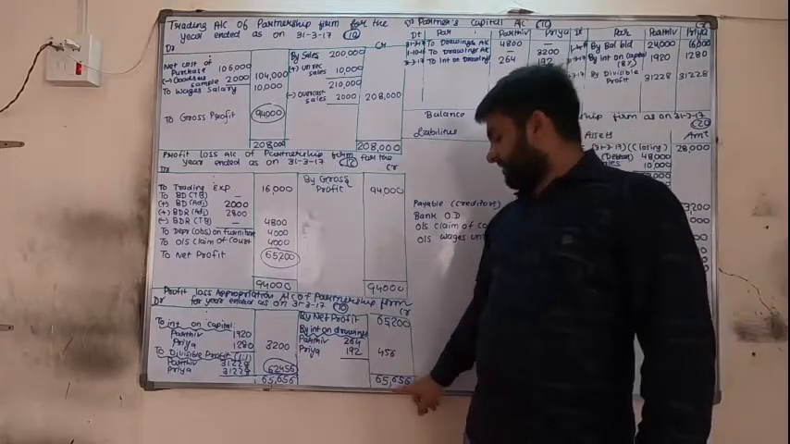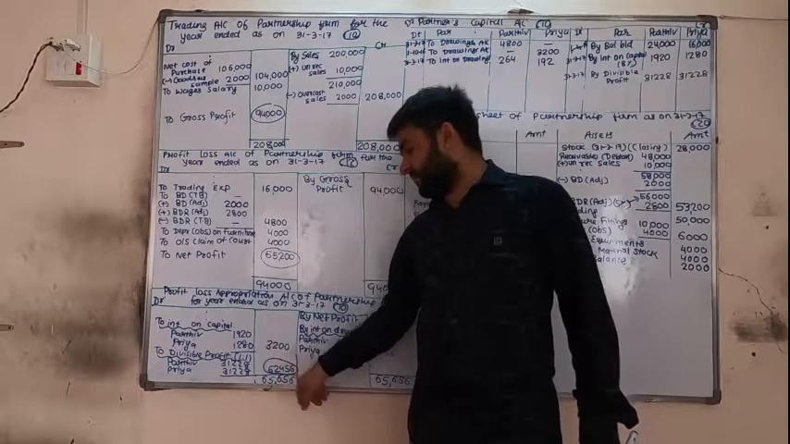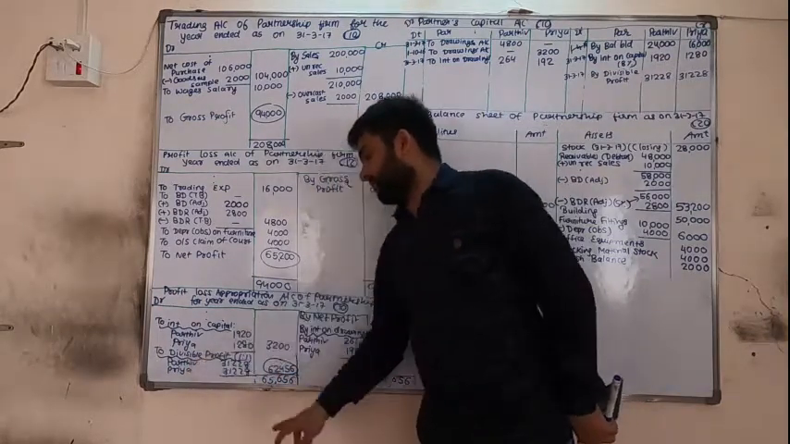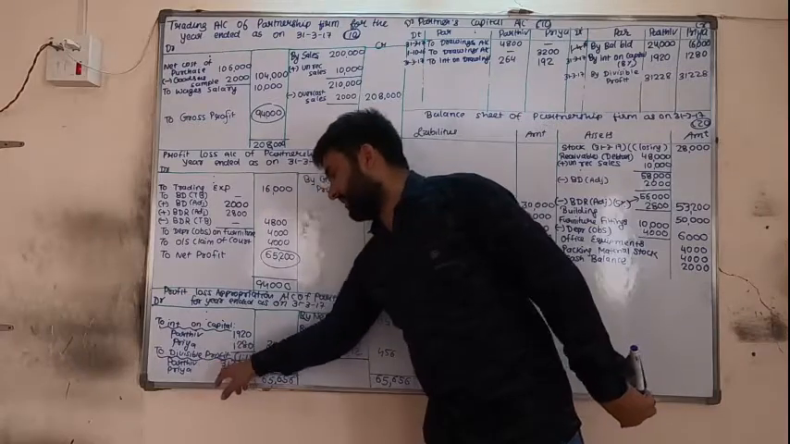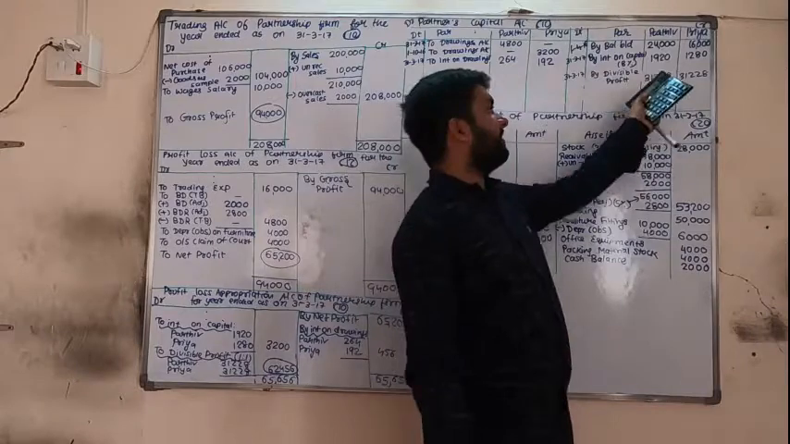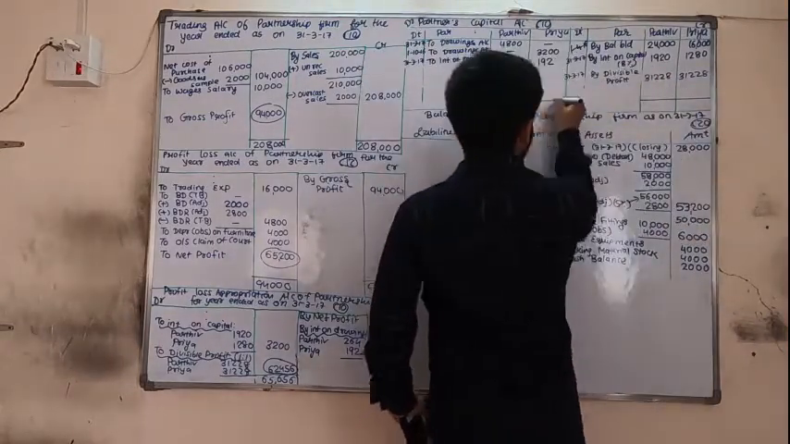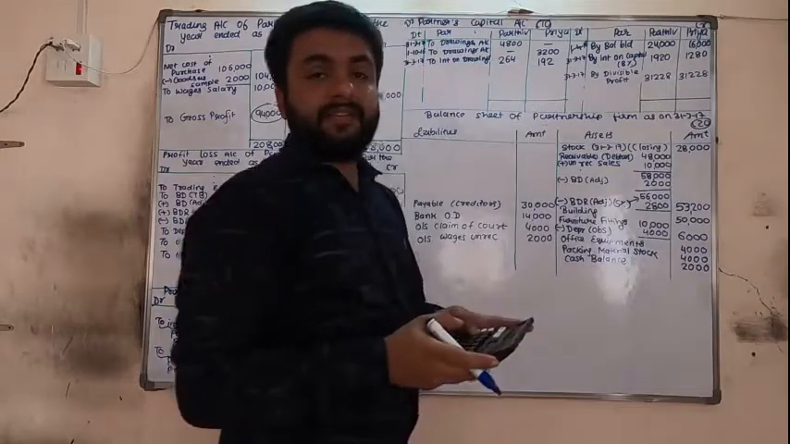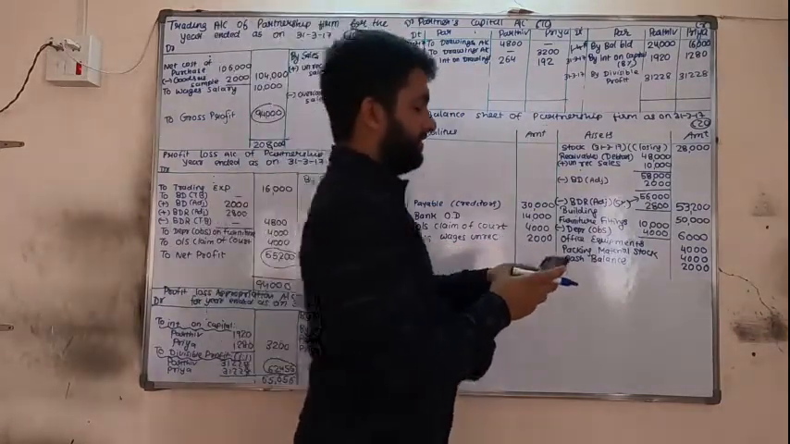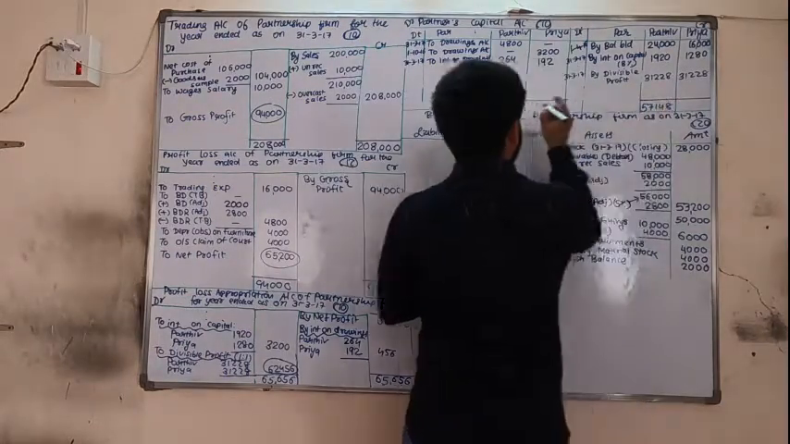Total is 65,656. 65,656 minus 3,200 is 62,456. This is divisible profit 1:1. Parthiv, Priya 31,228, 31,228. Here it is debited. Here it is credited. Now take the totals here. Always the credit side is more. So 24,000, 1920, 31,228, 57,148.